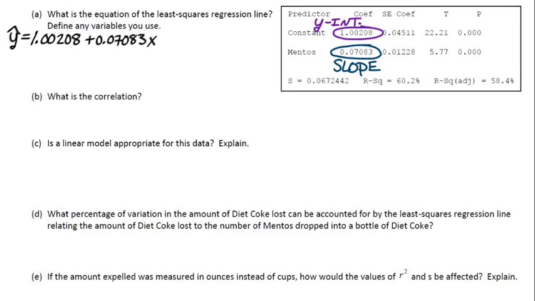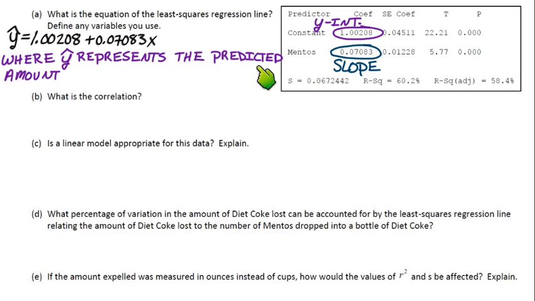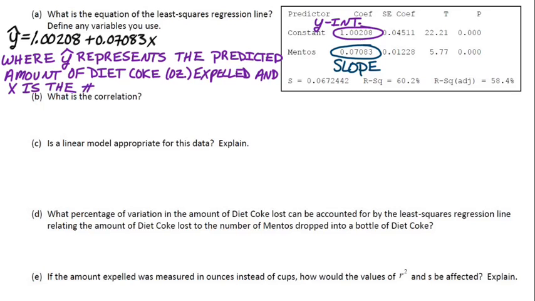We do have to define any variables we use. So in this case, we have to say y hat represents the predicted, that's the key word there, y hat represents the predicted amount of Diet Coke, and x is the number of Mentos that were dropped in.